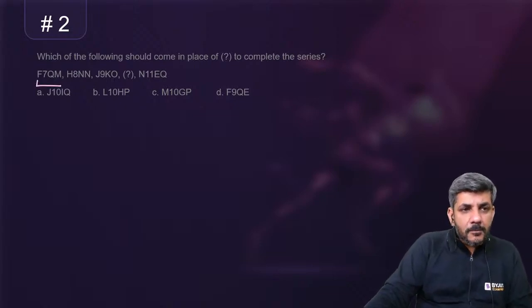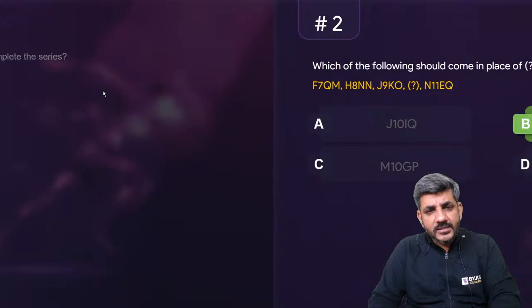Now F plus 2 is H. F G H. H I J, right? J K L, L M N. This means it should start from L. If it should start with L, the answer is B. So option B is the correct answer.